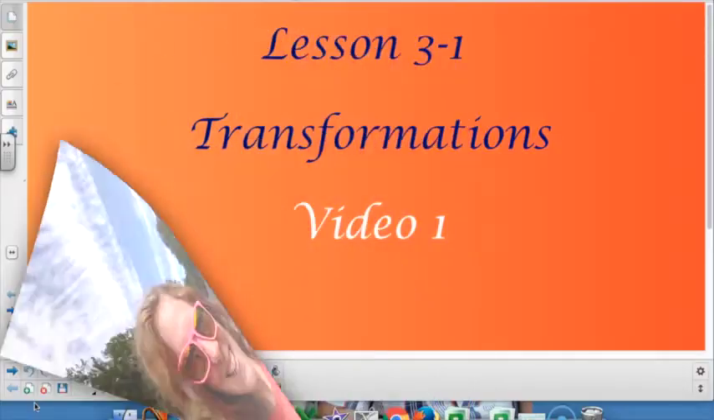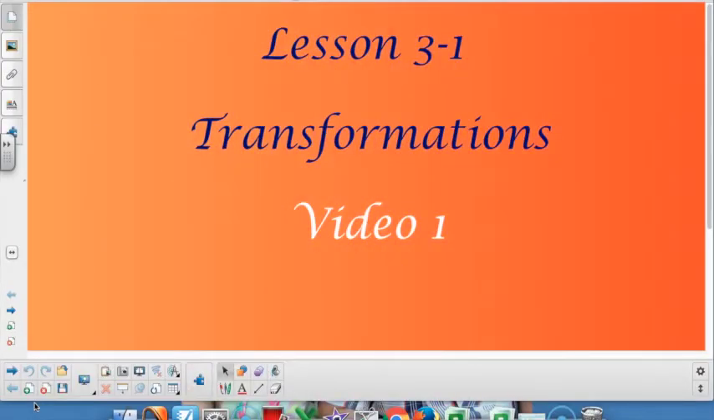You've already seen linear, but we're going to introduce you to the other two and show you how we can manipulate them and make them move around on the coordinate plane. Let's go ahead and get started. Unit 3, Lesson 1, Video 1. We're going to be talking about transformations of functions.